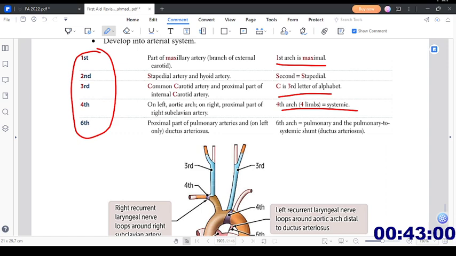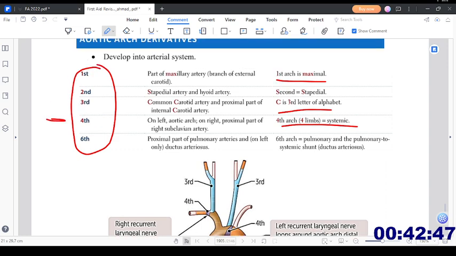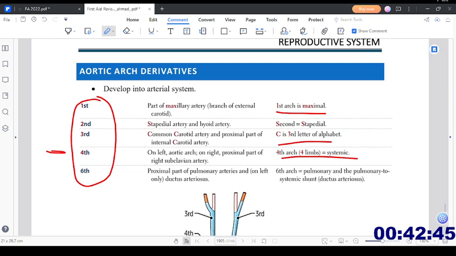Fourth arch, four limbs in systemic, and you must remember that on the left side the recurrent laryngeal nerve, a branch of the vagus nerve, curves around the aortic arch, while on the right side it curves around the subclavian artery. So that is also a fourth arch derivative. Sixth arch: the proximal part of the pulmonary artery, and on the left only, the ductus arteriosus. Sixth arch is pulmonary, and the pulmonary-to-systemic shunt of the ductus arteriosus.